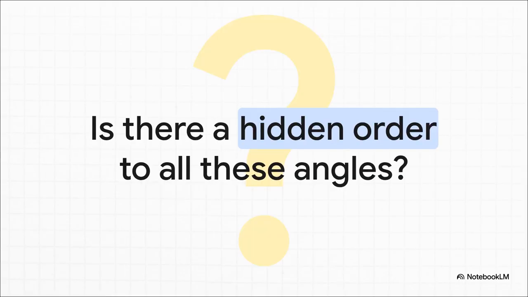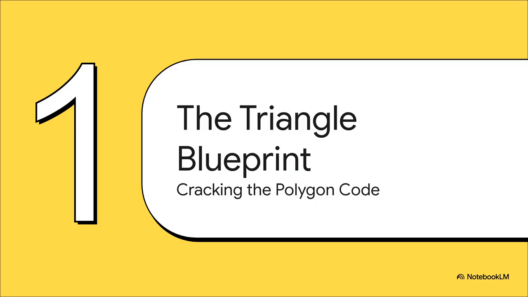So, that's the big question, isn't it? With all these different shapes, with all their different sides and corners, is there some kind of hidden order to their angles? The answer is a definite yes. And the key to it all is surprisingly simple. It turns out, to crack the code of any polygon, no matter how many sides it has, we only need to start with the simplest one of all, the triangle. The triangle is our blueprint.